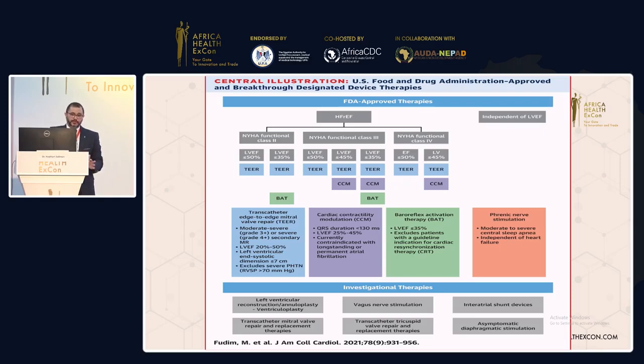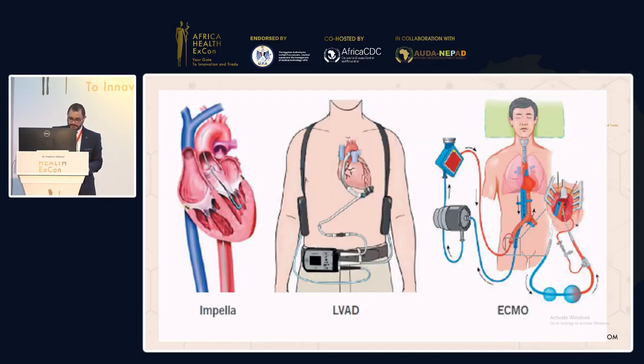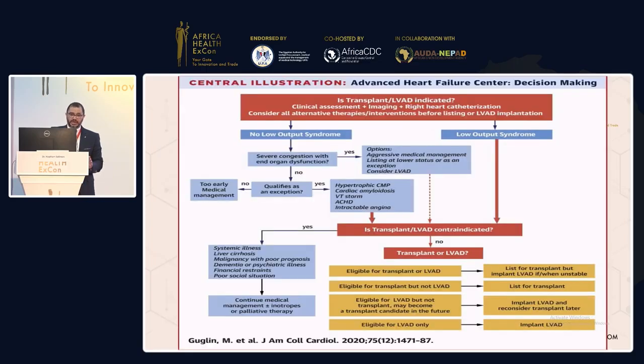And this is an algorithm by the FDA that shows us that the edge-to-edge repair, the cardiac contractility modulation, the baroreflex activation therapy, and phrenic nerve stimulation are now approved by the FDA in treating heart failure patients. Of course, we do not ignore the wearable devices, but these devices are either a destination therapy or a bridge therapy for heart-lung transplantation.